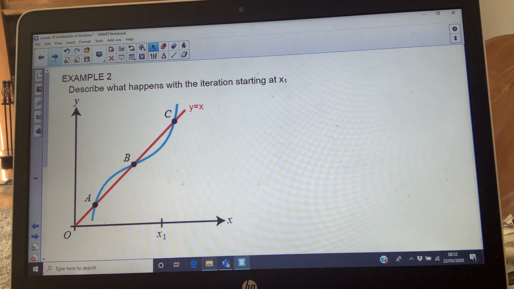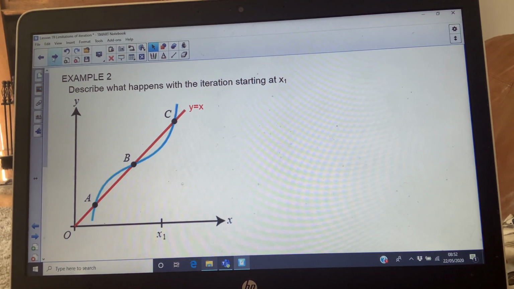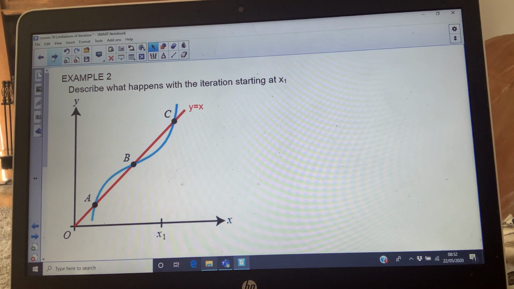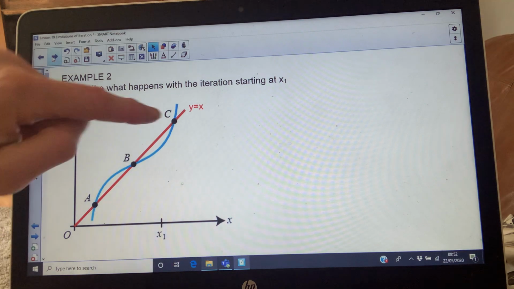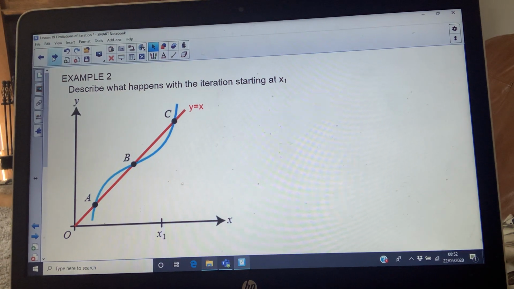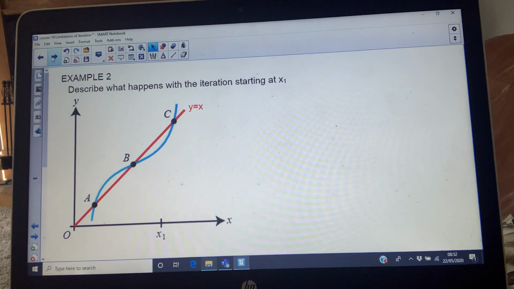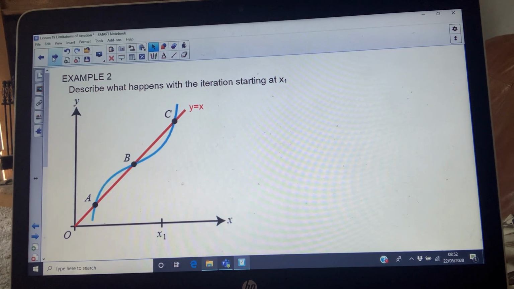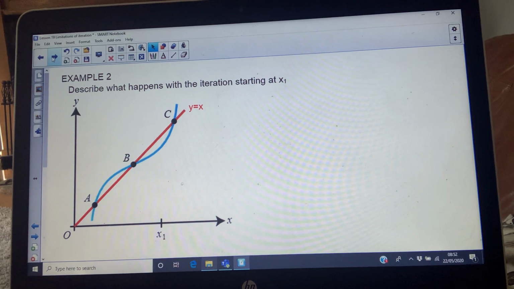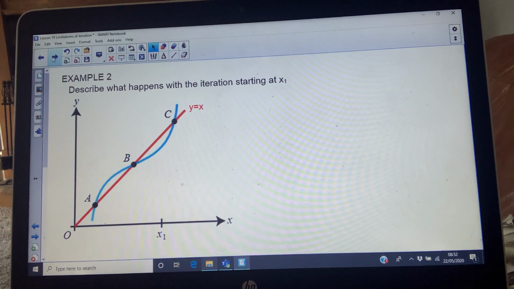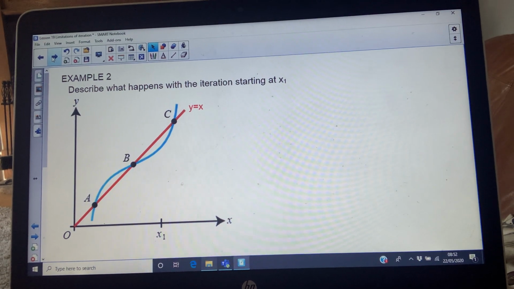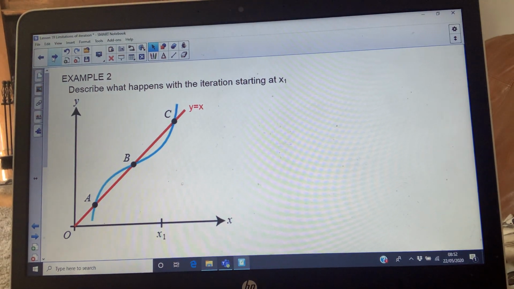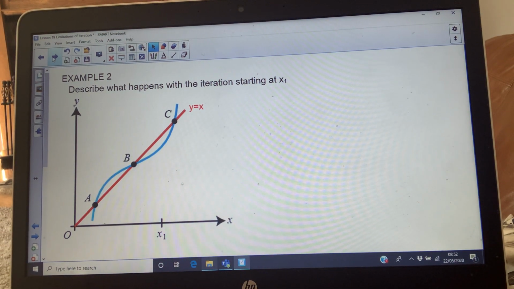Okay, example 2. Describe what happens with the iteration starting at x1. There's a bunch of questions from the textbook that I'm going to ask you to do, and they're all a bit like this. The first couple don't have any labels, so if they don't have any A, B or C, you will say it converges to the root or diverges away from the root as a cobweb or a staircase or whatever. If they do have A, B or C, then obviously it's going to head to one of the roots. So starting at x1, describe what happens.